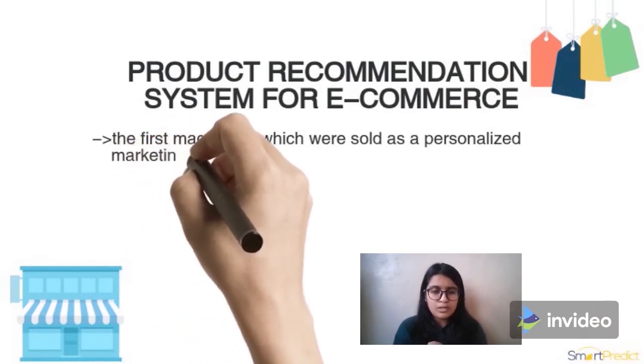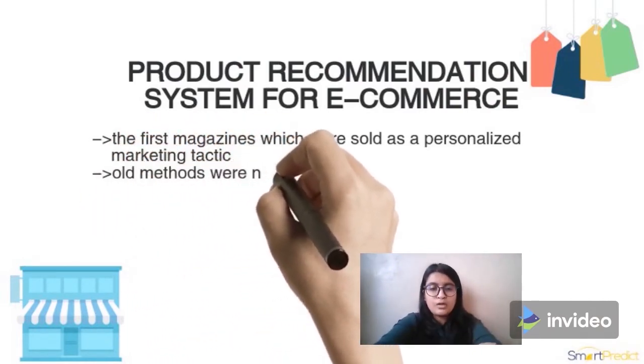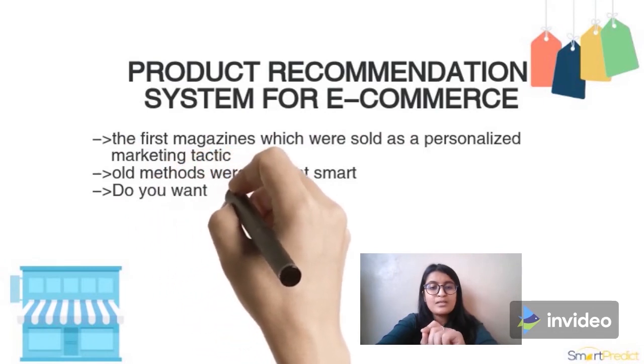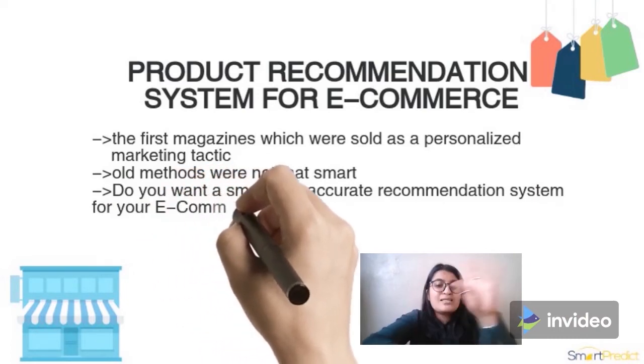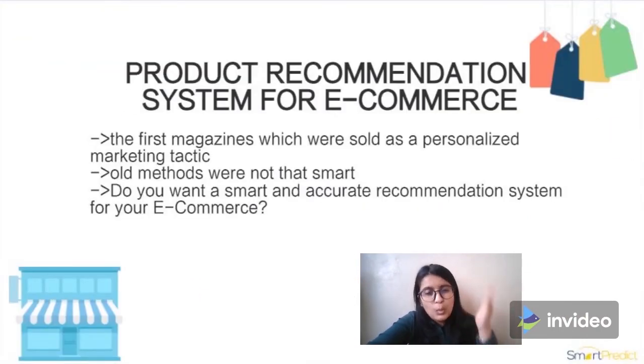When we talk about product recommendation systems for e-commerce, we have to notice that they have been around since the first magazines, which were sold as a personalized marketing tactic. But these old methods were not that smart and were providing subjective suggestions. Now the question is, do you want a smart and accurate recommendation system for your e-commerce? The only answer is an artificial intelligence driven product recommendation system for your e-commerce.